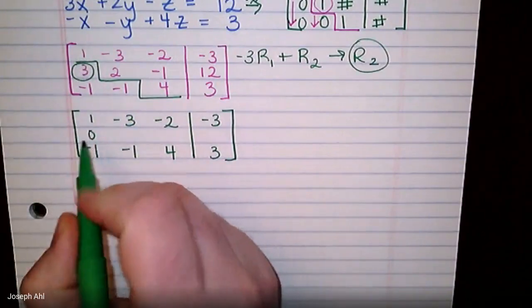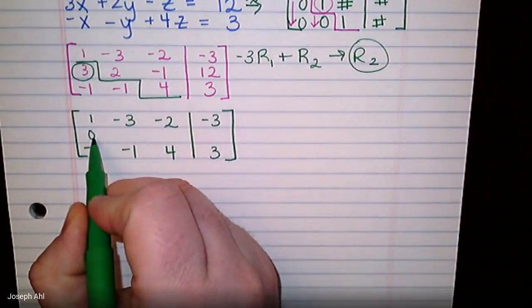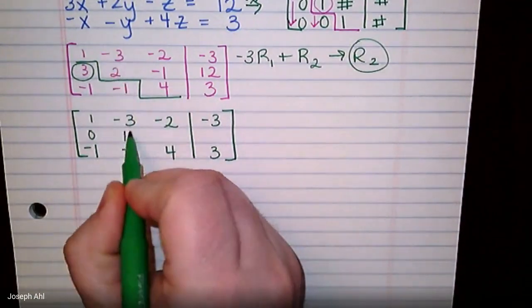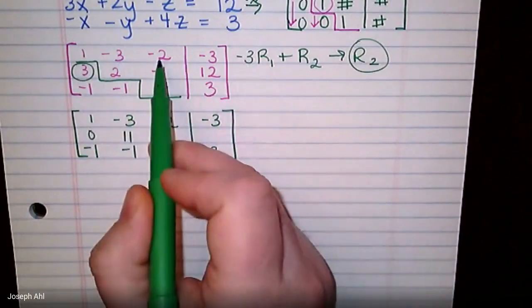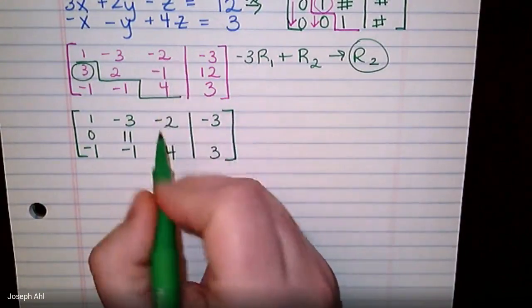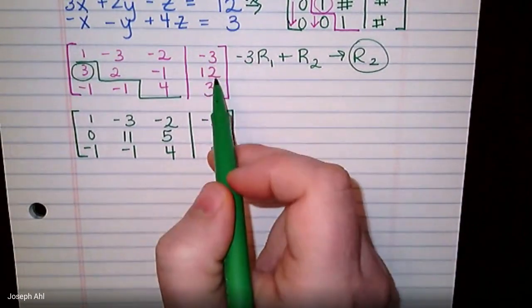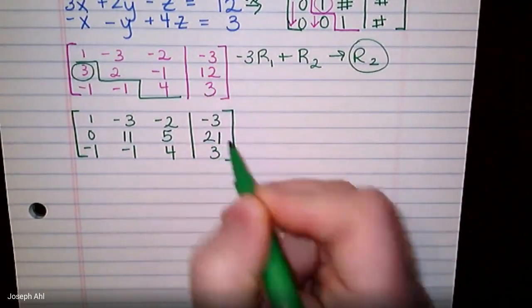So it's not going to be a surprise that that becomes a 0 in the first spot of row 2. -3 times -3 is 9, plus the 2 is 11. -3 times -2 is 6, plus -1 is 5. -3 times -3 is 9, and 9 plus 12 is 21.